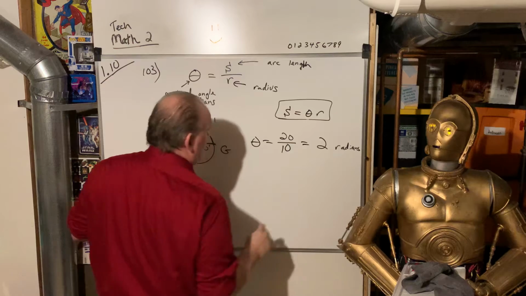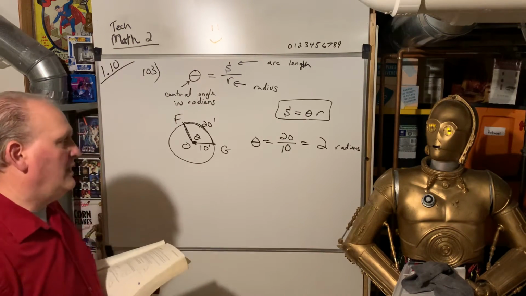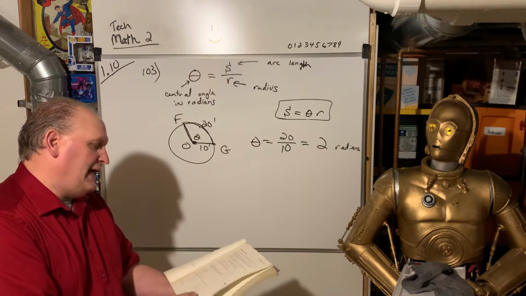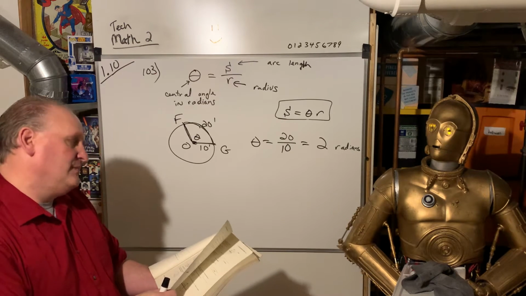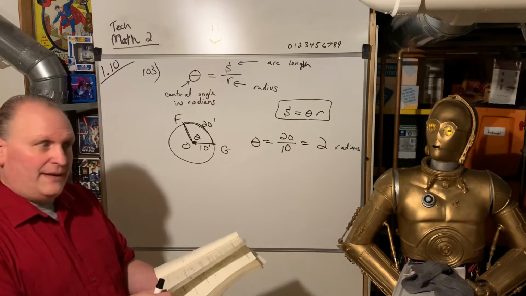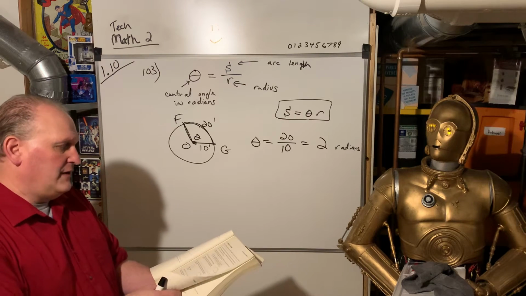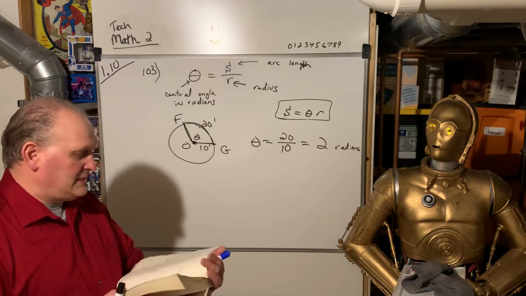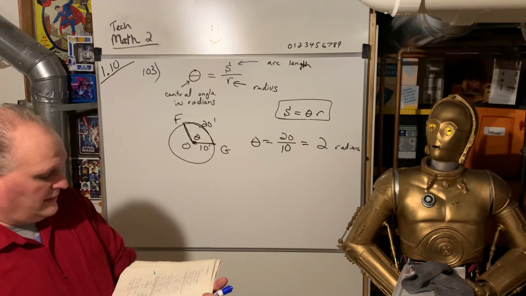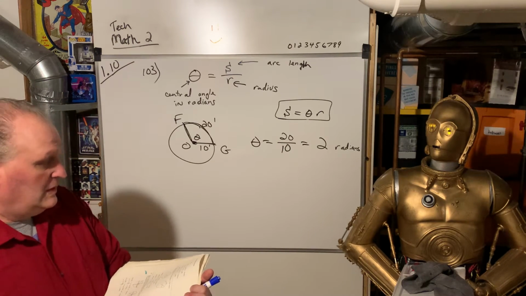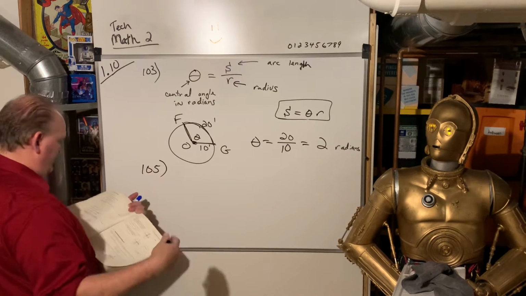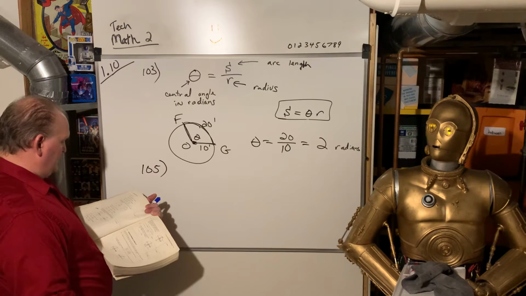Now, we could figure out how many degrees those are. We could multiply it by 180 divided by pi, and figure out an approximation for degrees, but that's coming up next. I'm getting ahead of myself. So here, let's take a look at 105 really quick. This is just sort of the foundation of where these came from.